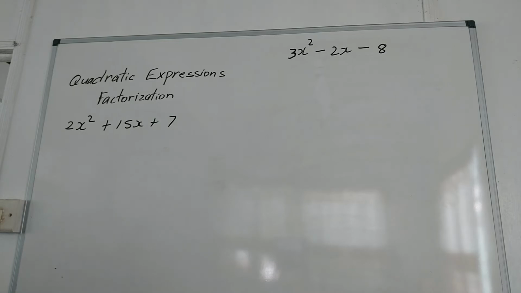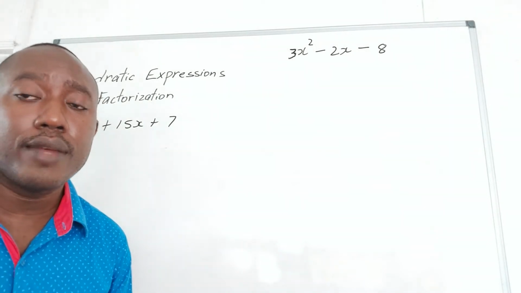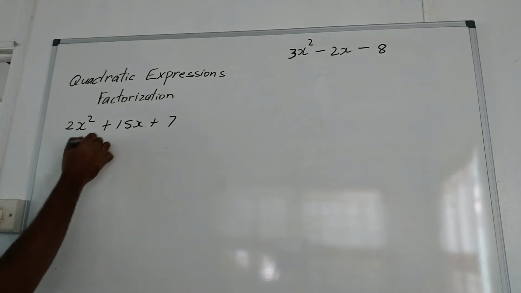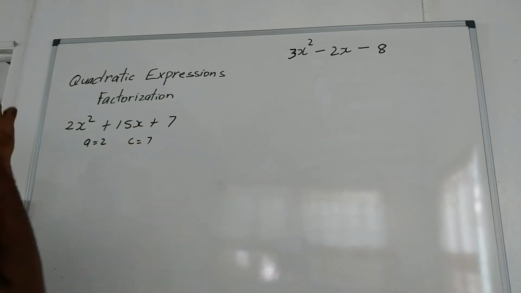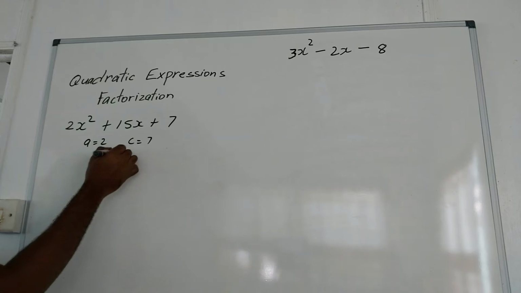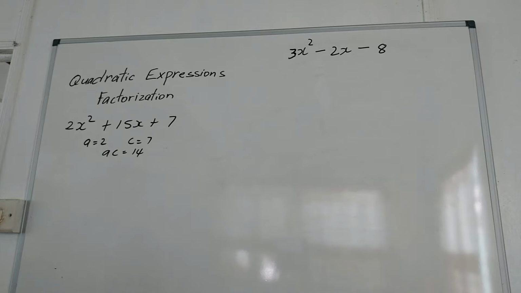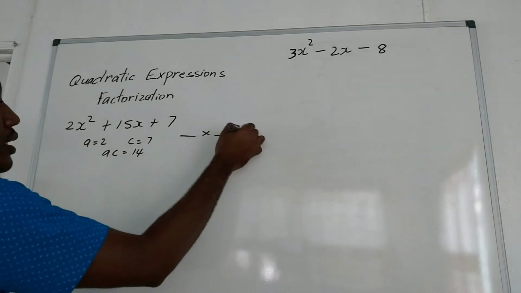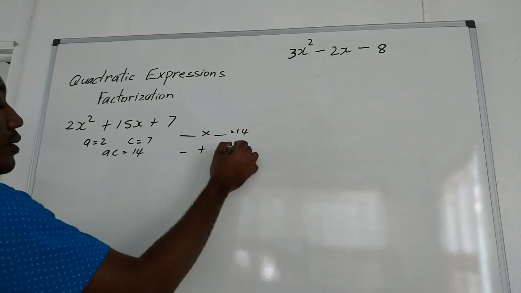2x squared plus 15x plus 7. So the same steps apply. Step 1, the first step, what we do is multiply a and c. In this case, a is equal to 2 and c is equal to 7. So a times c will be equal to 14. So we have to find two numbers that, when we multiply, we get 14, and when we add them, we get 15.